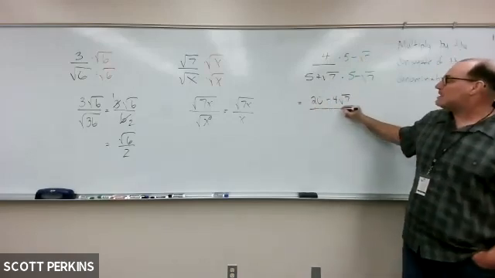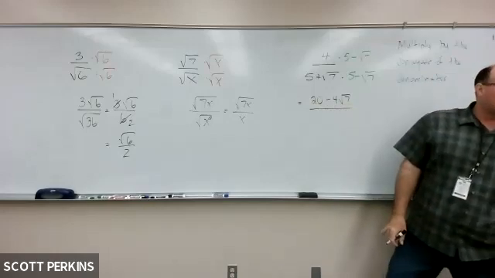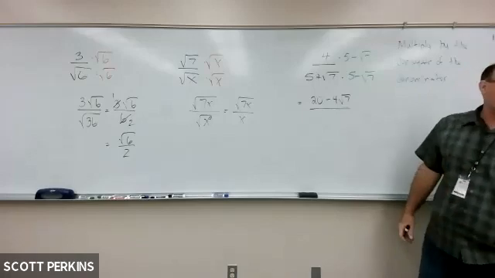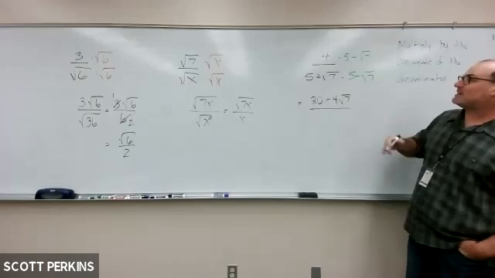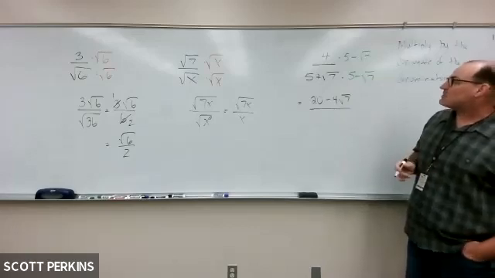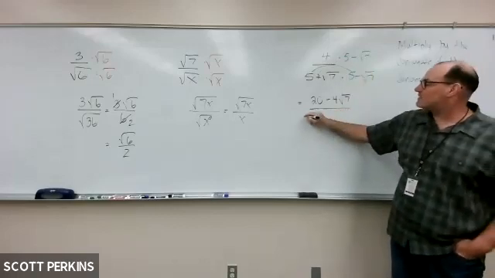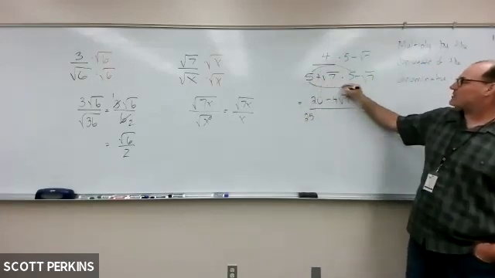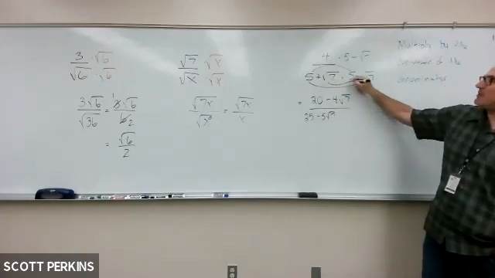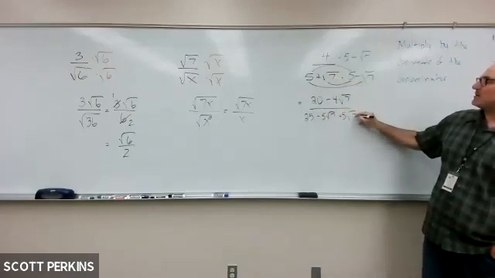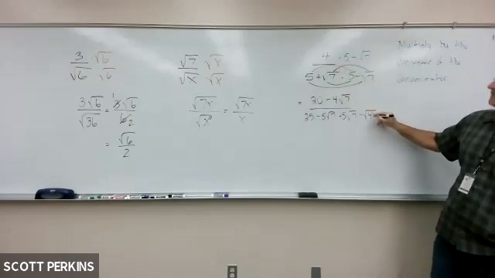In the bottom, we did a bunch of these problems last time when we were together. I am going to go ahead and FOIL these two things together. My first, my outers, my inners, and my lasts. So hopefully you're getting better and better at doing this because we did a whole bunch last week, and hopefully you did some homework. So my first 5 times 5 is 25. My outers give me negative 5 square root of 7. My inners give me positive 5 square root of 7. And then my lasts are negative square root of 49.